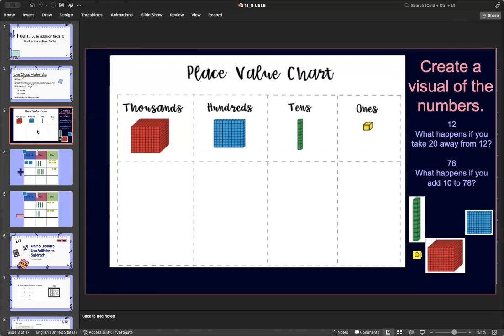Keep in mind, we're going to create those visual numbers. You're looking at the number 12, so you want to be able to produce the number 12. What would that look like? Pause, work with your learning coach. After you do this, what happens if you add 20, or if you take away 20 from 12? That doesn't work, right? Because you have to think to yourself, is 20 bigger than 12? Talk to your learning coach. Can you take 20 away from 12?